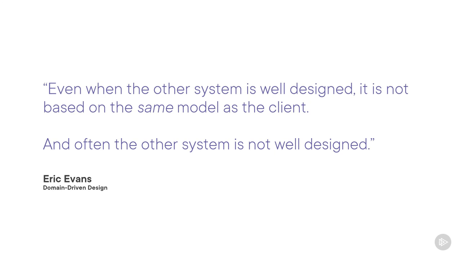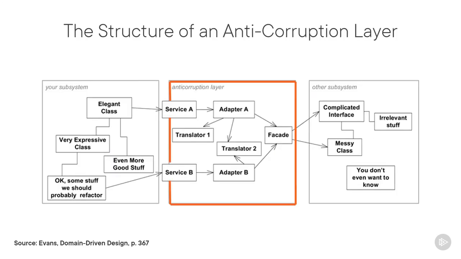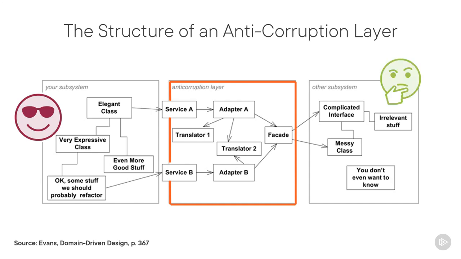And often, the other system is not well designed. Since this is a fundamentals course, we're not going to dig deeply into anti-corruption layers because they can be fairly complex as well as very customized to each scenario. But here's an example structure of one, which comes from Eric Evans' book, showing how an anti-corruption layer can connect your beautiful system on the left with a not-so-beautiful system on the right.